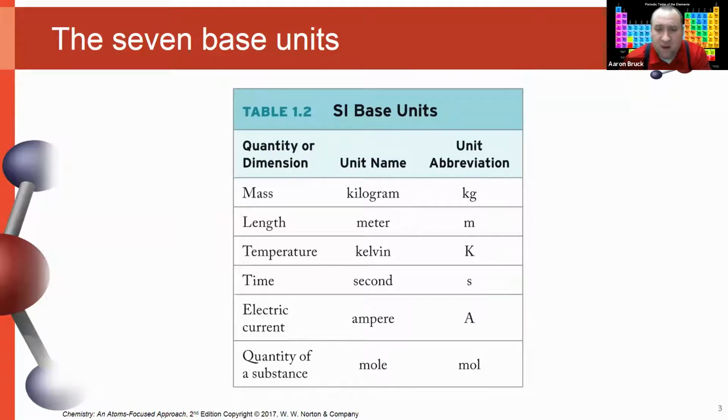For mass, our base unit is the kilogram. The base unit for distance or length is the meter. The base unit for temperature is Kelvin. More about that in a little bit. The base unit for time is the second. The base unit for electrical current is the ampere, or the amp. We won't touch on that one too much until Gen Chem 2, Chem 106. The quantity of a substance is the mole. We'll talk about that one a lot this semester, especially toward the end.